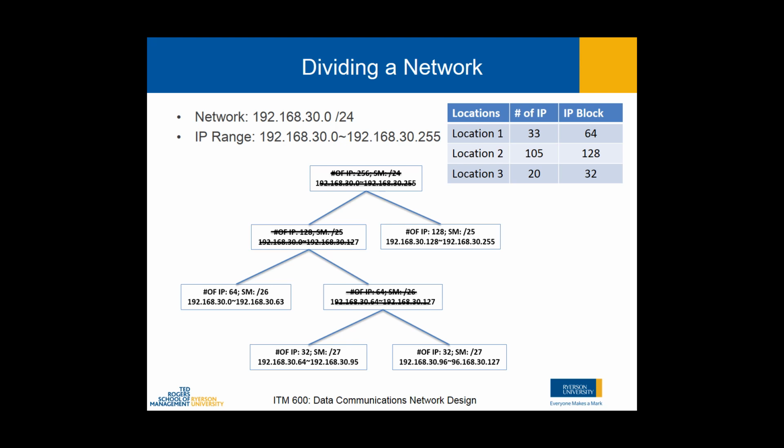Now we have 4 different IP address blocks. One of them is a 128 IP address block, and we have assigned it to location 2. Another is a 64 IP address block, and we have assigned it to location 1. And we have two 32 IP address blocks. We need a 32 IP address block for location 3. So we can assign either of these two IP address blocks, which meet the requirements, and the remaining 32 IP address block will be unused. So all of our 3 locations got IP address blocks according to their requirements.